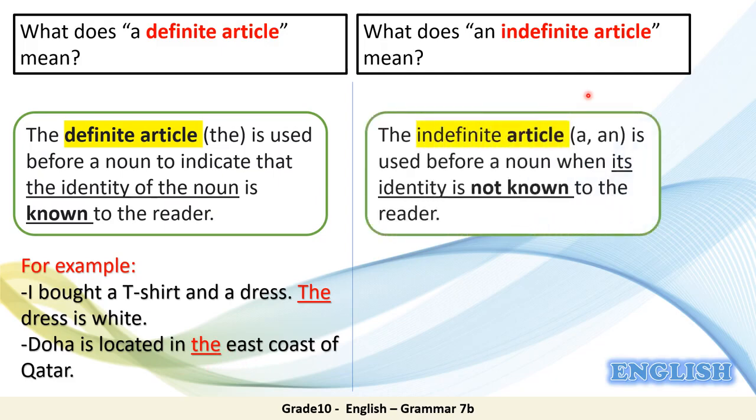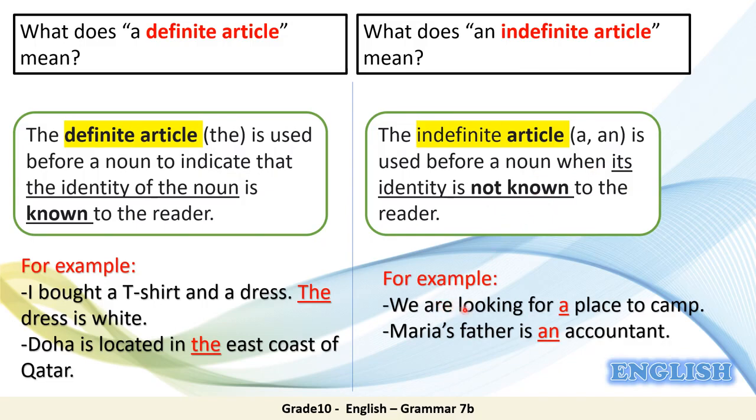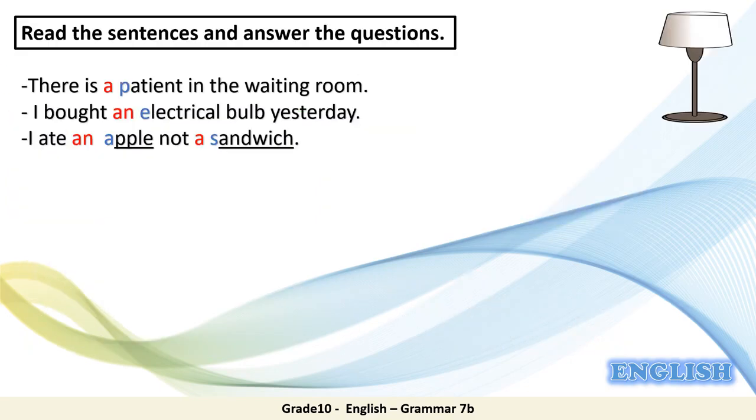How about the indefinite article? What does it mean? The indefinite article, we have a and an. The indefinite article is used before a noun when its identity is not known to the reader. For example, when you say, we are looking for a place to camp. We are not talking about a specific place here. Maria's father is an accountant.